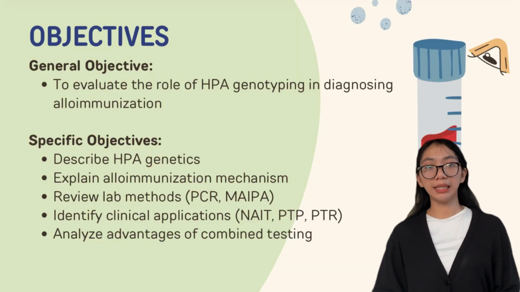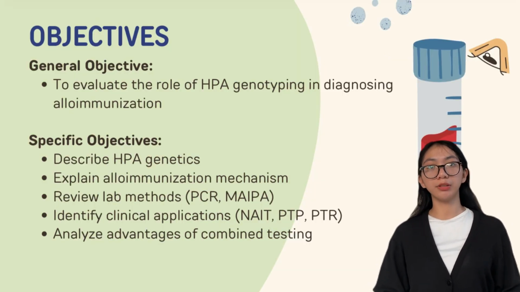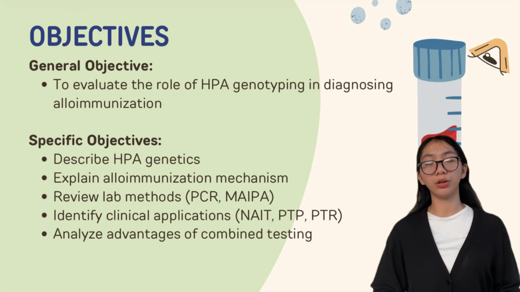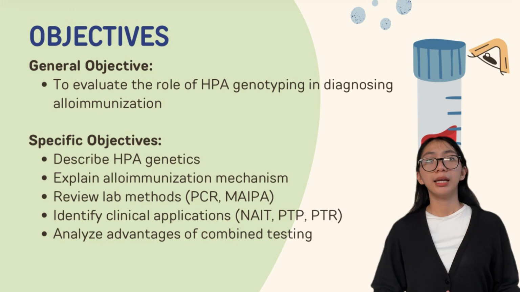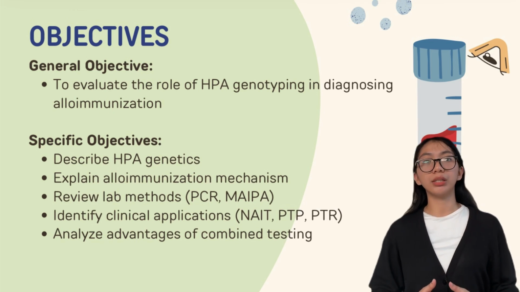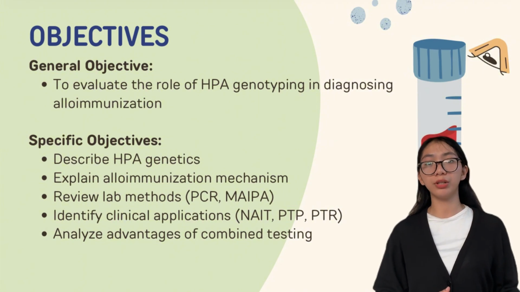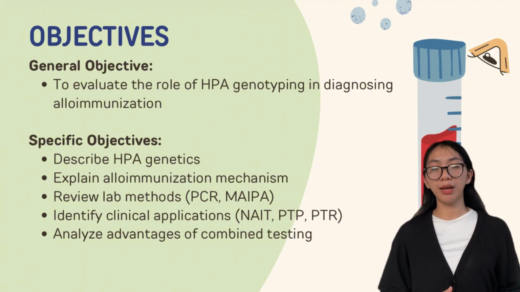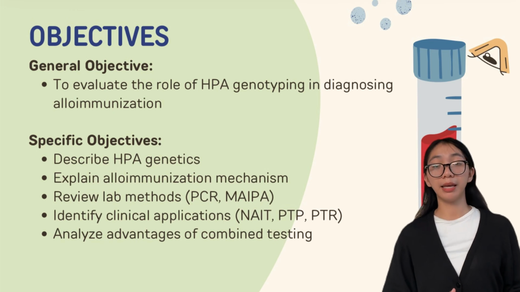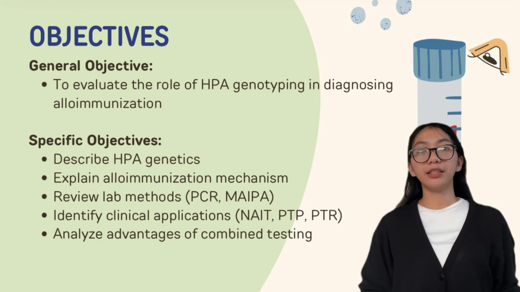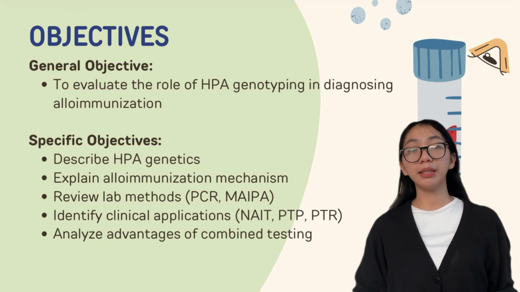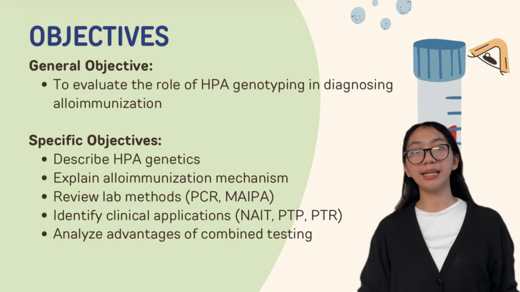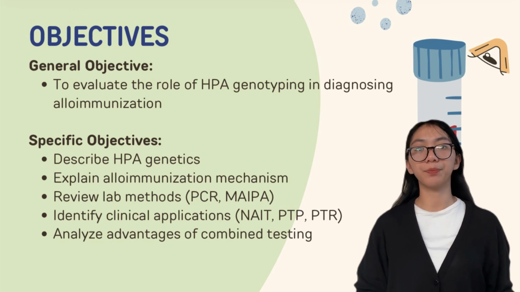For the general objectives of this topic is to evaluate the role of HPA genotyping in diagnosing alloimmunization. Specifically, it aims to describe HPA genetics, explain the mechanism of alloimmunization, review laboratory methods like PCR and MAIPA. It identifies clinical applications such as NAIT, PTP, and PTR, and analyze the advantage of combined testing.